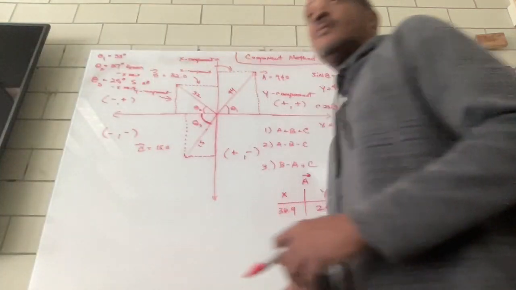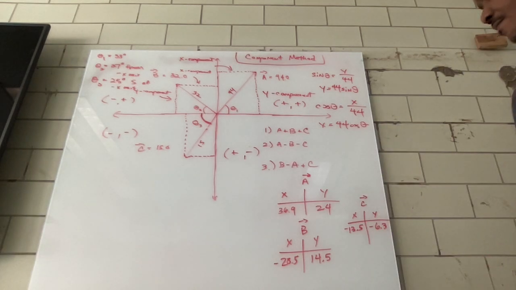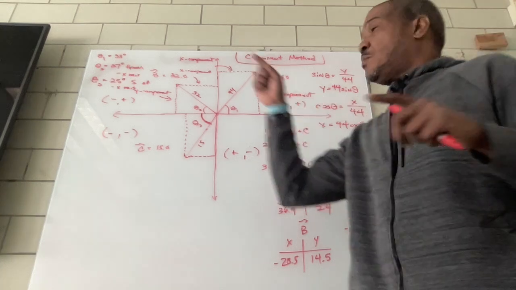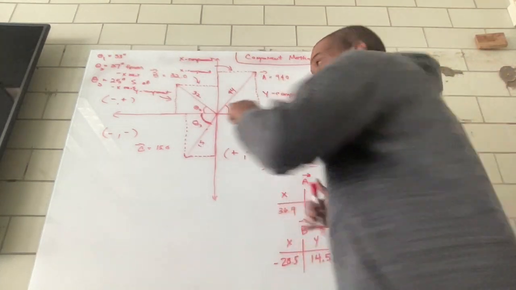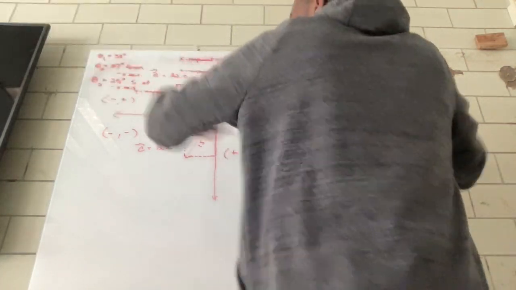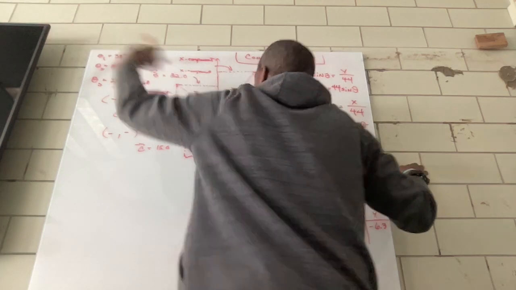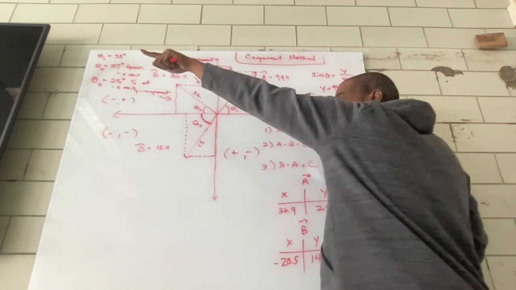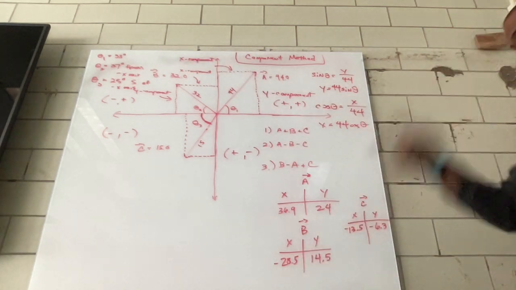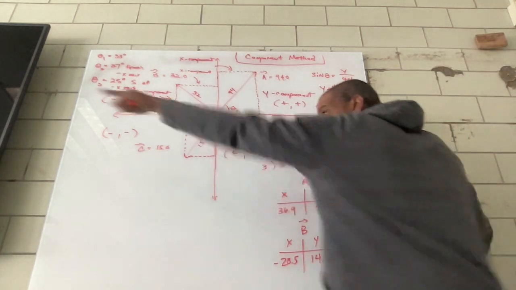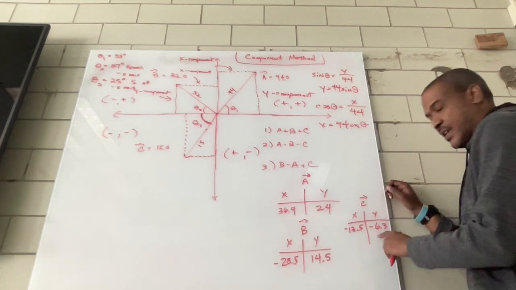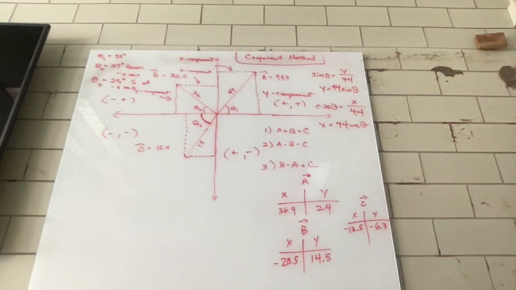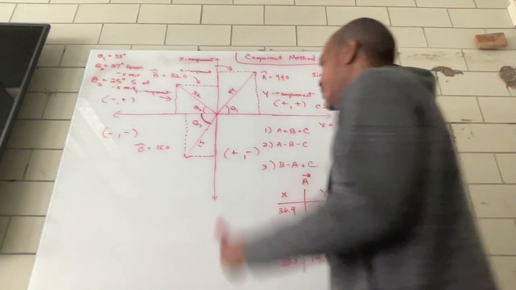Why the X on B? The X on B is negative because it's pointing to the left. Right? According to this, going this way is negative. Going this way is positive. So the vector pointing that way is negative. Just like here, the vector pointing that way and down. So, both negative. So, now we're going to deal with this, right?